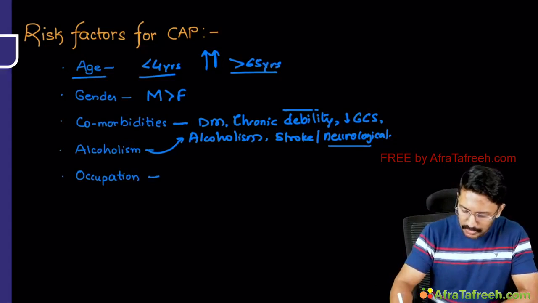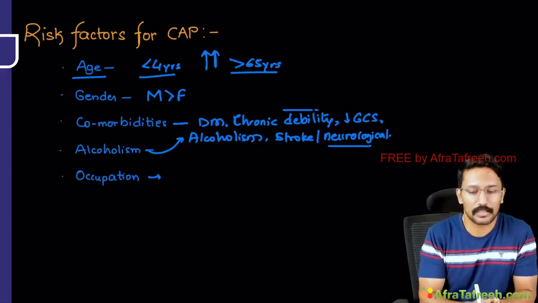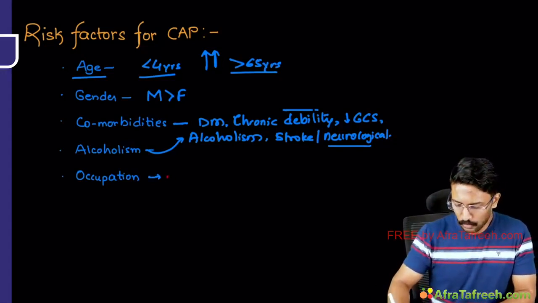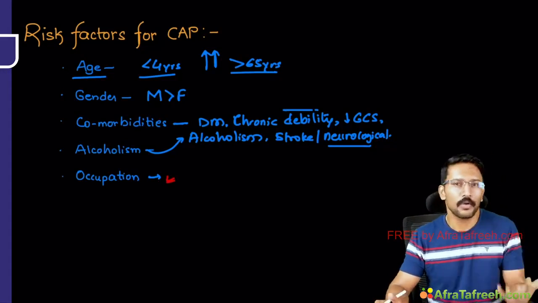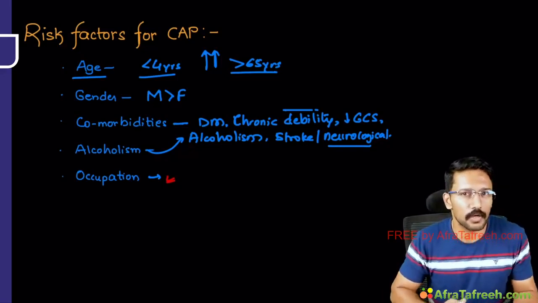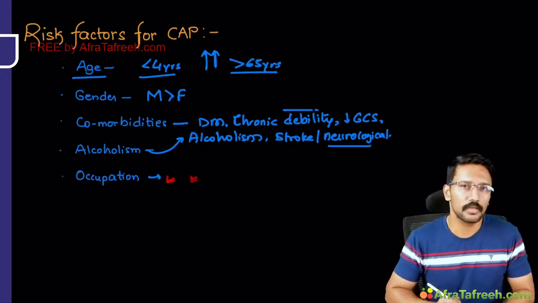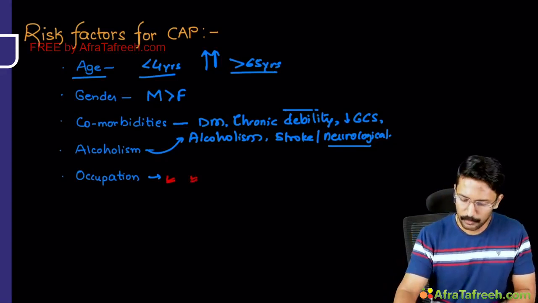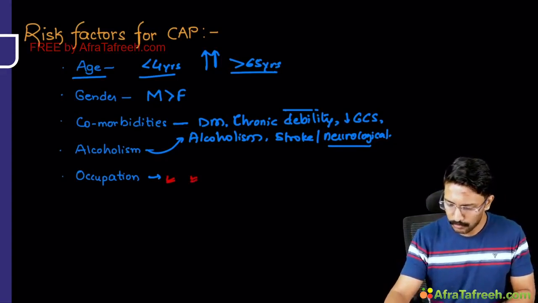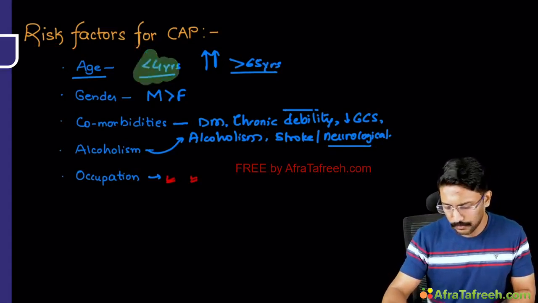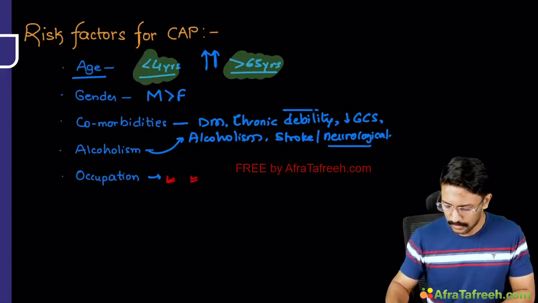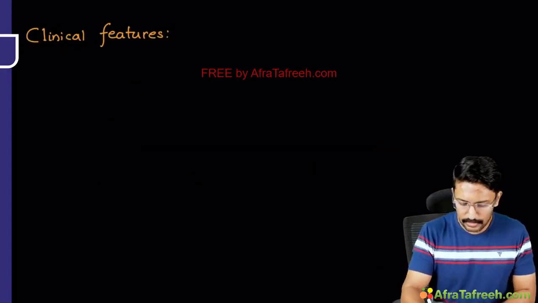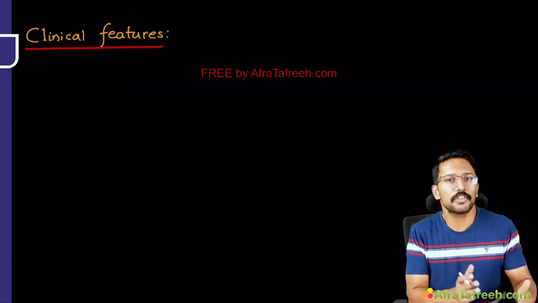Okay, then occupation can be considered a risk factor for certain infections, right? Not all, but for certain infections, occupation can be a risk factor, especially if you are working with poultry or bird farms. There can be an increased risk of developing pneumonia. These are the risk factors. The important risk factor that I would like you to remember is age. In fact, that is why we take age into account whenever we talk about CURB-65, right? Okay, so these are the risk factors. Now coming to the clinical features, the way these patients are going to present.